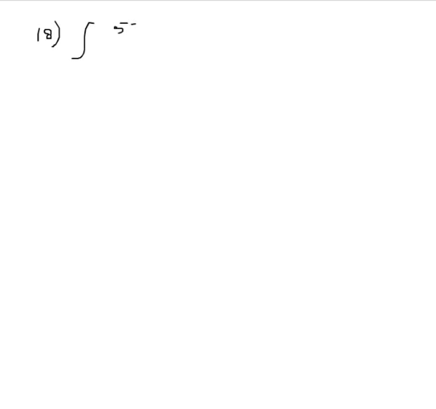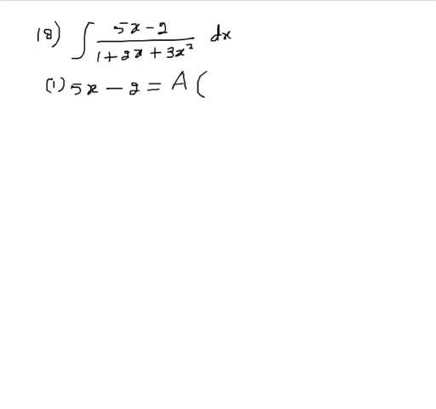18th question. Integral of (5x minus 2) divided by (1 plus 2x plus 3x square) dx. The first step is we have to write the numerator 5x minus 2 as a into the differential of the denominator, the differential of the quadratic function, which is 2 plus 6x, plus b. We have to find the values of a and b. We can equate the coefficients. Here it is 2a plus 6ax plus b.